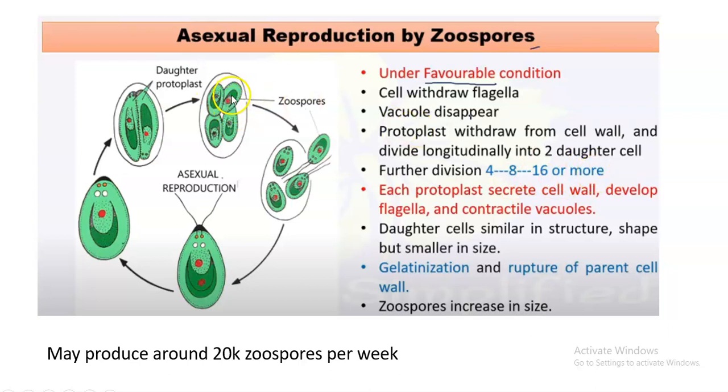And now some modification will happen to this protoplast. It will slowly develop flagella, then contractile vacuoles, then finally the parent cell disintegrates and the zoospores will be released, and these zoospores will mature into a thallus structure like the parent. So this is all about asexual reproduction by zoospores. And to add one point, this particular parent thallus may produce around 20,000 such zoospores per week.